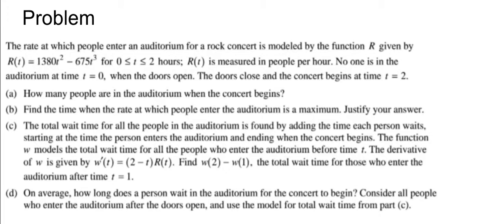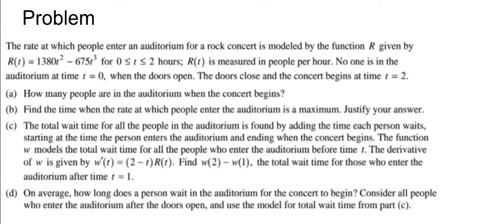This problem is from 2009's AP Calculus AB free response problem number 2. The problem is, the rate at which people enter an auditorium for a rock concert is modeled by the function r given by r of t is equal to 1380t squared minus 675t cubed for t greater than or equal to 0 and less than or equal to 2 hours, while the function r of t is measured in people per hour.